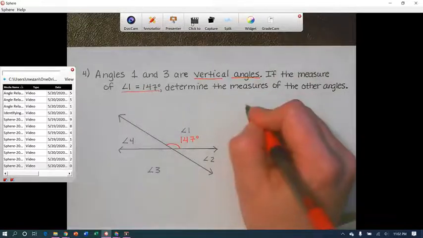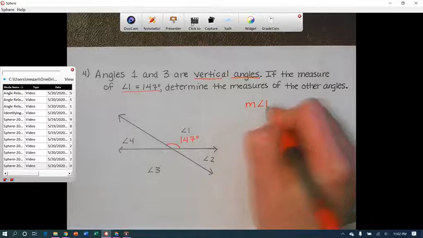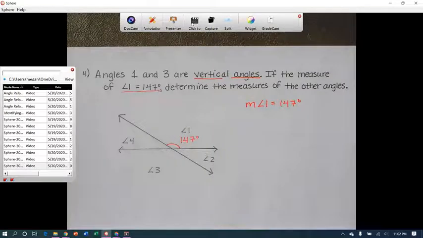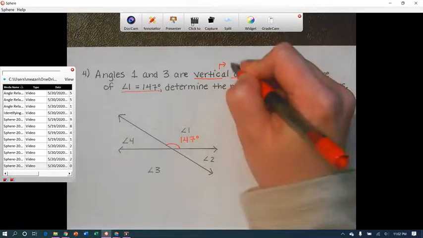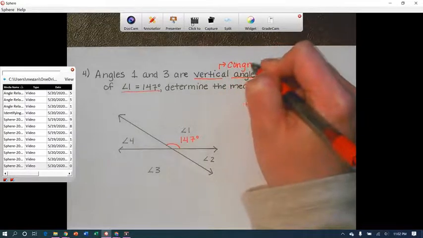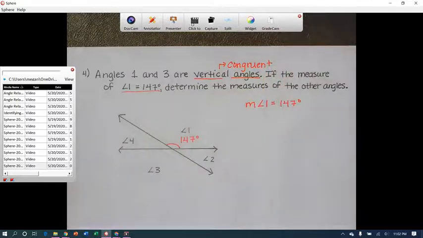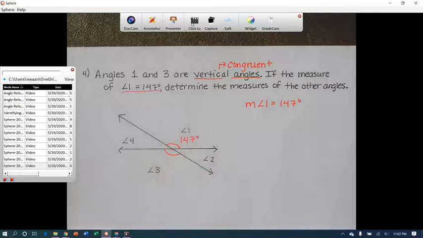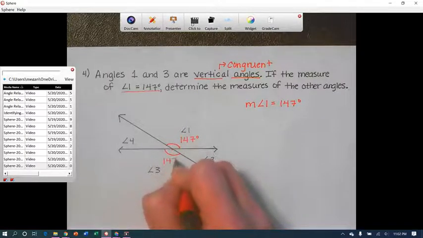So I know the measure of angle 1, 147 degrees. Well, I know that angles 1 and 3 are vertical angles, and if you remember from yesterday, vertical angles are congruent. They have the same angle measure. So if this angle is 147 degrees, this angle, which is across from it, and they share this point, must also be 147 degrees.